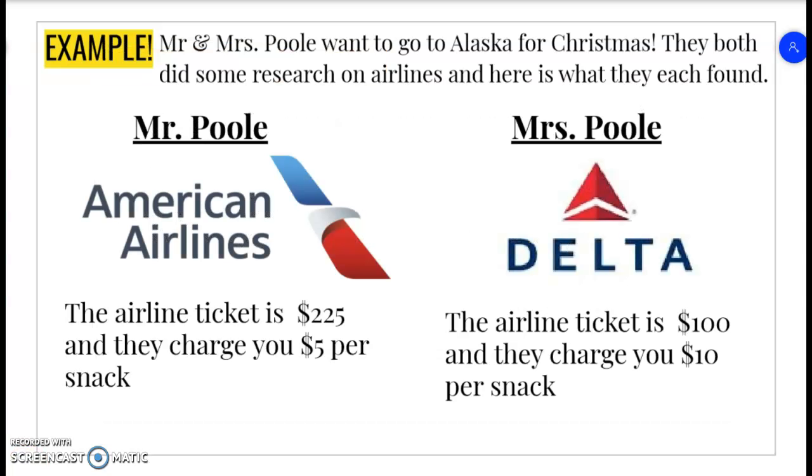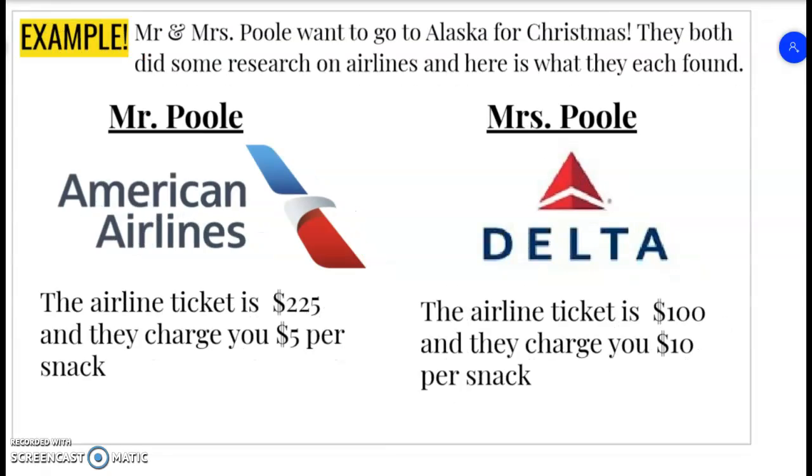So let's get started. This example is going to be about airlines. Mr. and Mrs. Poole want to go to Alaska for Christmas. They both did some research on airlines, and here's what they found. Mr. Poole said that American Airlines tickets are $225, and they're going to charge you $5 per snack, because you got to snack on the airplane, especially since it's a 12-hour flight at least. And Mrs. Poole, myself, said I wanted to go with Delta because the airline tickets are $100 and they charge us $10 per snack. So I think that's a better deal to go with.